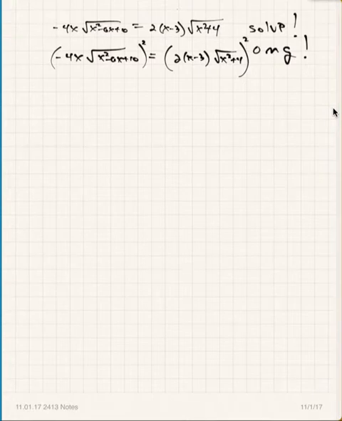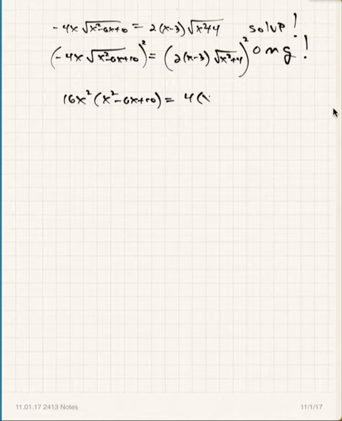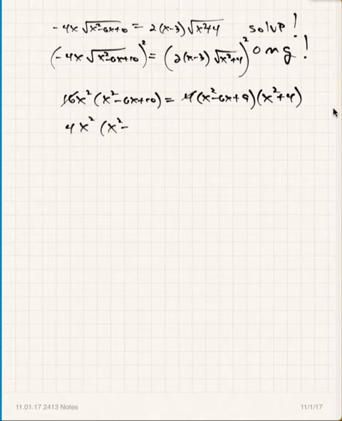So square both sides, and you get 16x squared times x squared minus 6x plus 10 equals 4 times x minus 3 squared, which is x squared minus 6x plus 9, times x squared plus 4. Wow. Now I can divide out a 4, which only does a minimal amount of good here, but at least it gets rid of the constant on the right side.